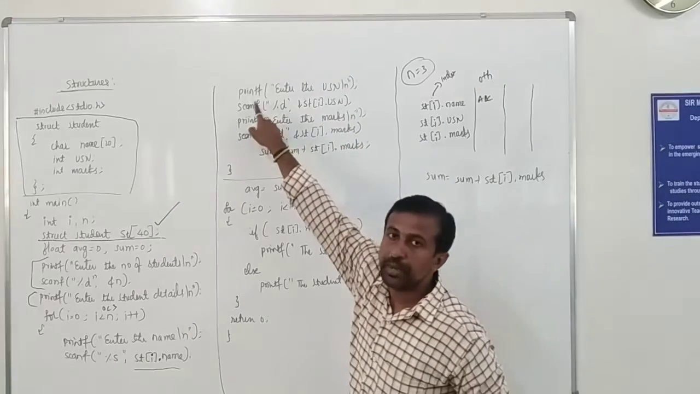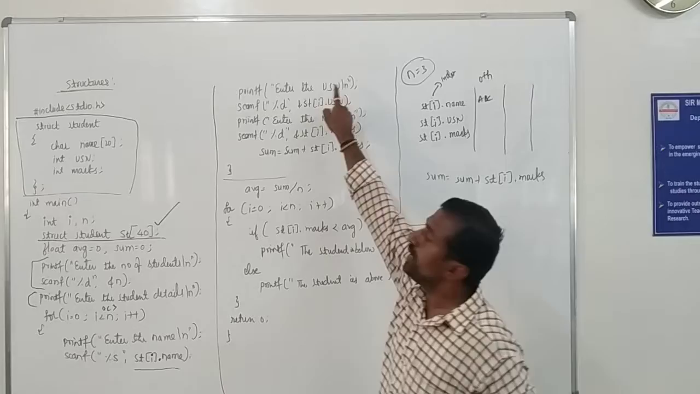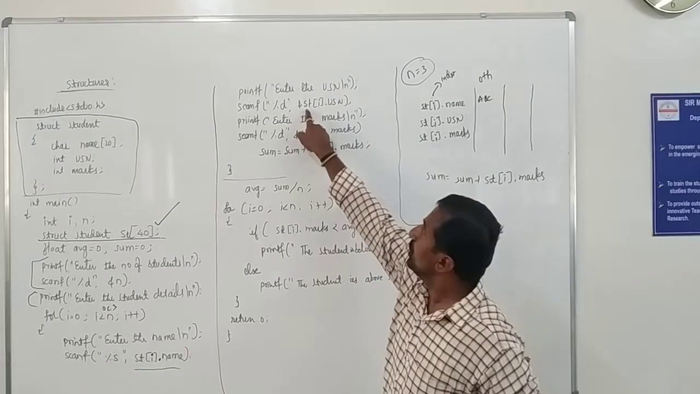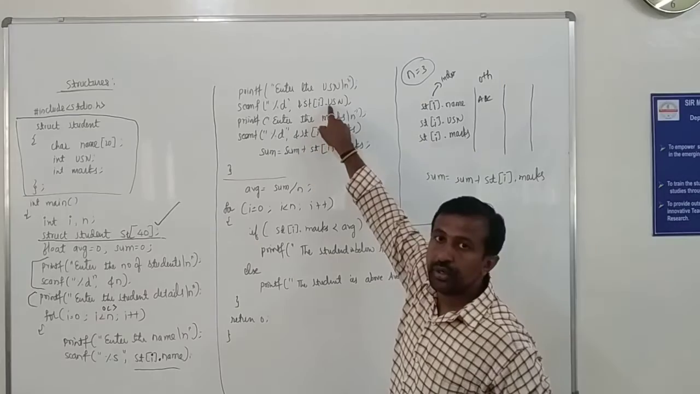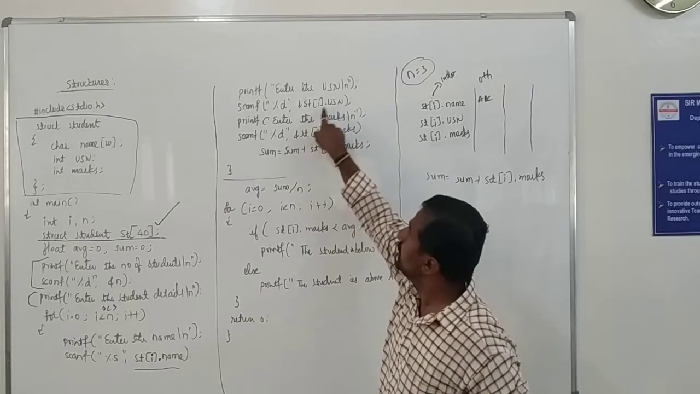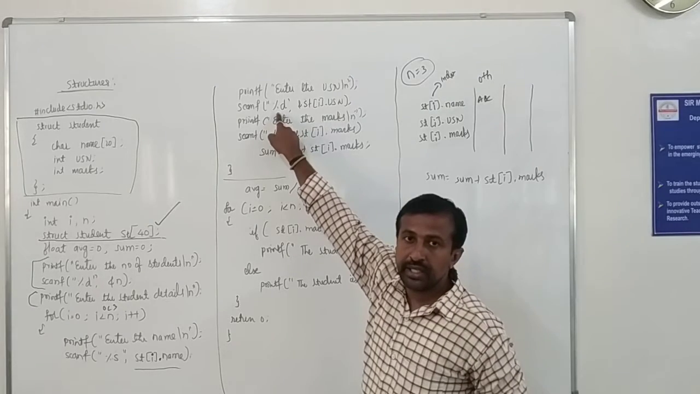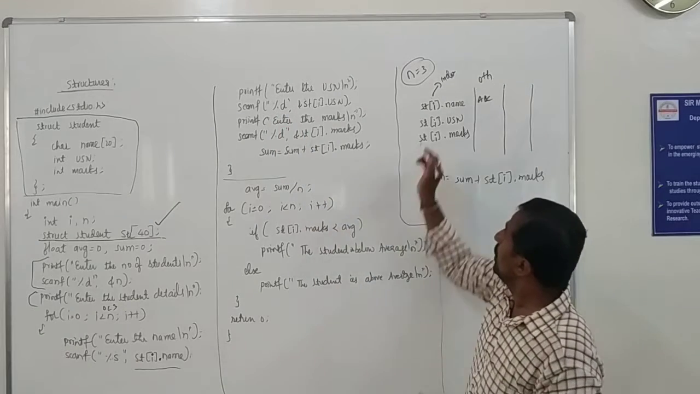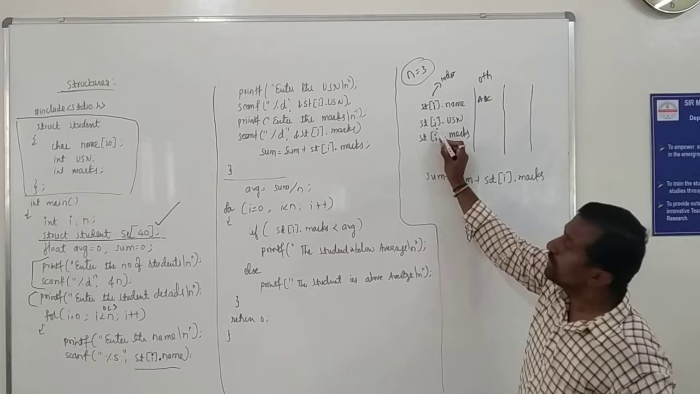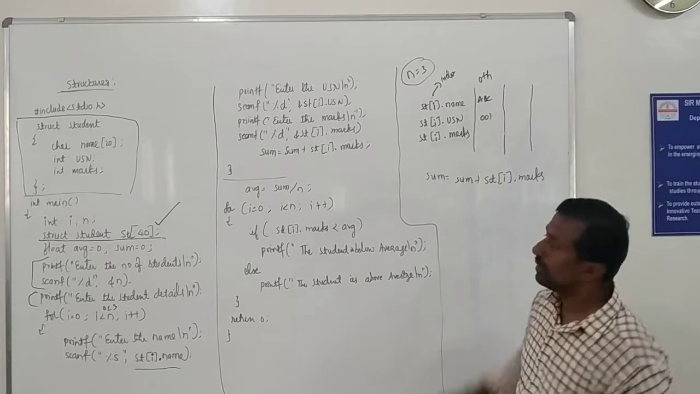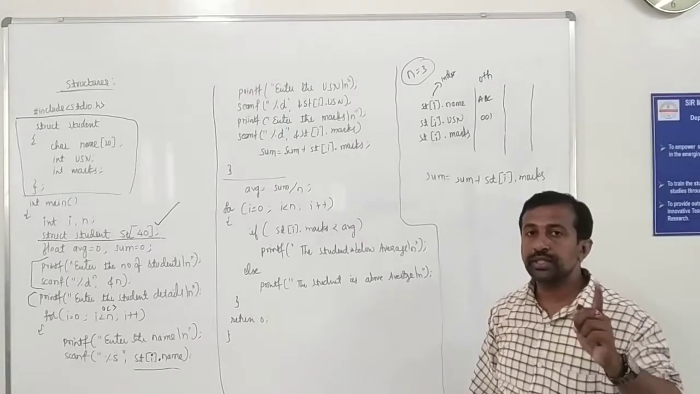After entering the name, I need the USN and marks of the same student. So I go for printf and scanf statements. Printf enter the USN, scanf %d ampersand st of i dot USN. In this position I am going to read the USN. USN is an integer, so %d. Now student of i means the 0th student. USN say 001.